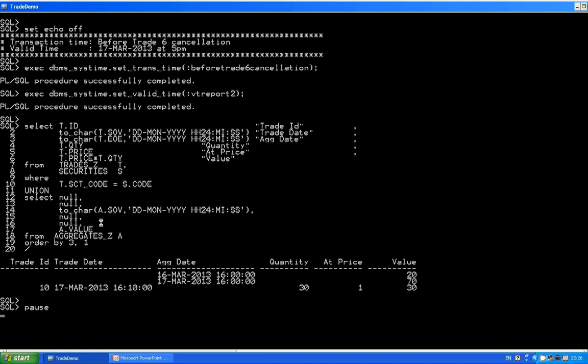And if we go to a transaction time before we cancelled trade 6, but at the time of the second report at 5 p.m, you can see that before we cancelled trade 6, the second aggregate had a value of 70, and after we cancelled the trade, the second aggregate had a value change from 70 to 160 to take into account the cancellation of the last trade. That's the end of the demonstration.